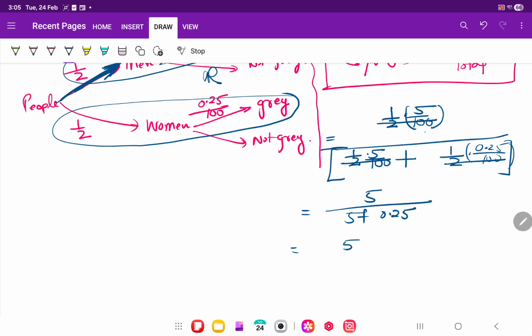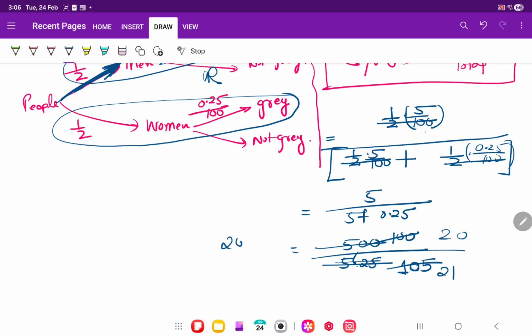So what is the answer? It will be 5 by 5.25. Remove the decimal, so 0 0. Cut it by 5. 5 ones are 5, and 0 0 will be there, and 5 5s are 25. Again cut by 5: 5 2s are 10 and 5 2s are 10... So the answer is coming out to be 20 by 21. This is my final answer.